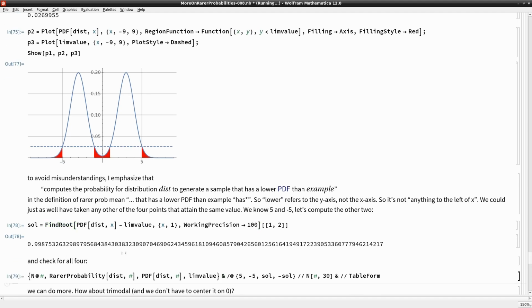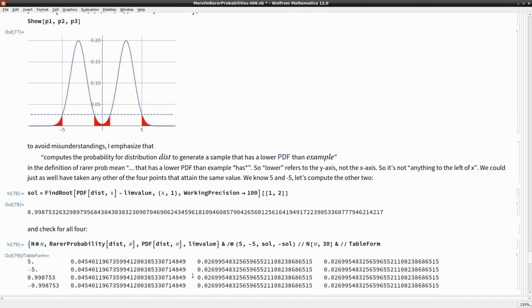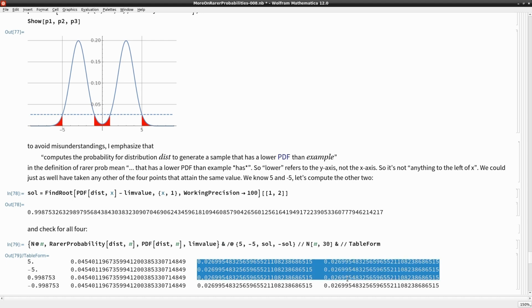And now let's check all 4, right? We should get the same number for lim value. And we can then make an easy comparison here. So we should get 4 rows where the columns 2 and 3 are the same, right? We see that these are the same. I'm sorry, columns 3 and 4. We see that they are the same.